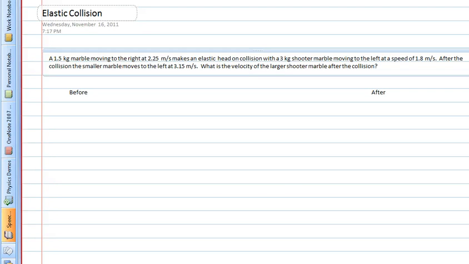This is an example of an elastic collision. Take a moment to read through the problem. Pause the video if you need more time. Right now, the best thing that you can do is to draw a picture of what's happening.